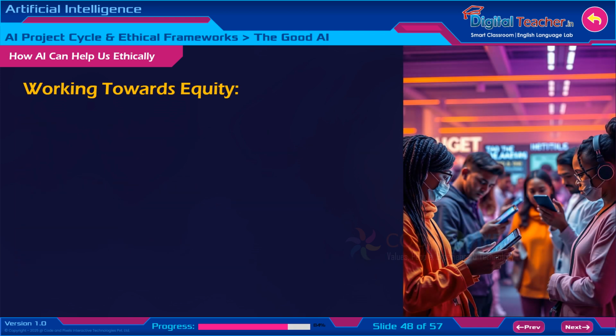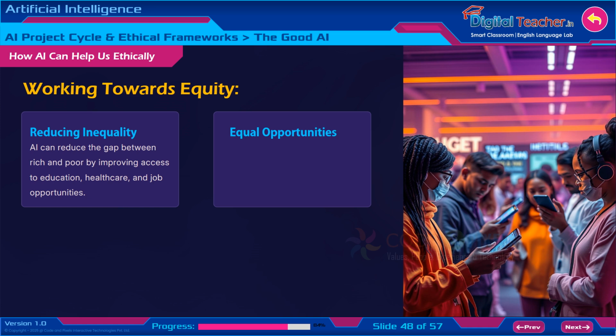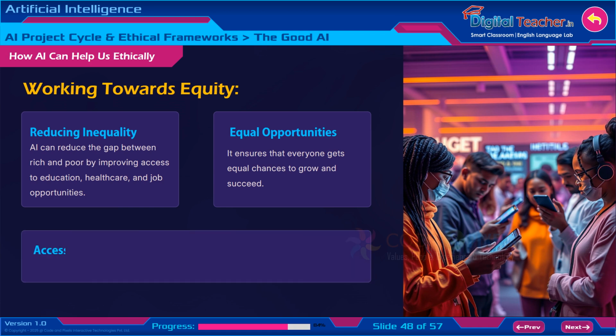Working towards equity. Artificial intelligence can reduce the gap between rich and poor by improving access to education, healthcare, and job opportunities. It ensures that everyone gets equal chances to grow and succeed. Artificial intelligence systems can make valuable resources available to underserved communities.